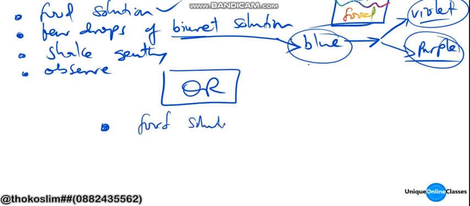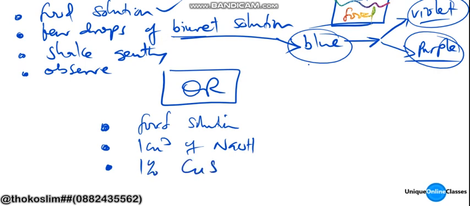We're supposed to have our food solution there, and then we add 1 cubic centimeter of sodium hydroxide to the food solution. And then shake well. After shaking, add 1% copper sulfate solution, and you should observe the color change as well.